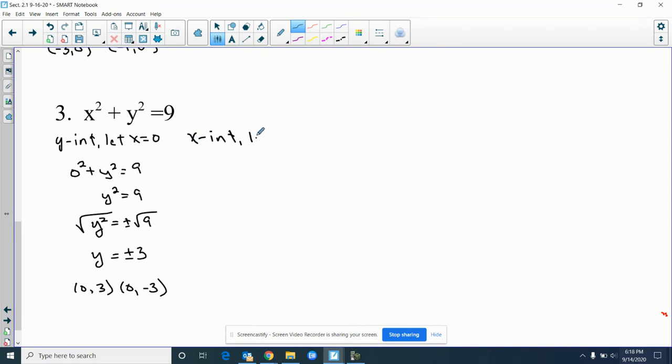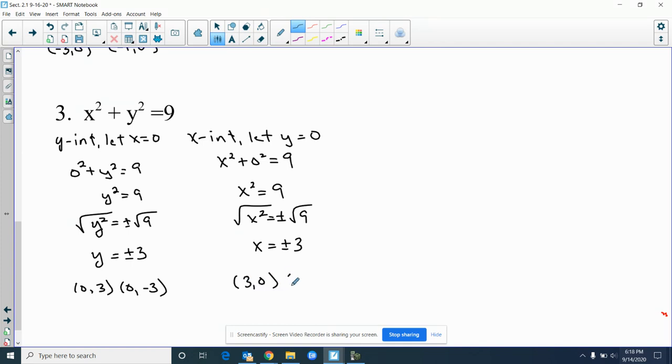X-intercept, let y equal 0. I get x squared plus 0 squared equals 9. X squared equals 9. We're going to take the square root, and I get x equals plus or minus 3. So that's going to be 3, 0 and negative 3, 0.